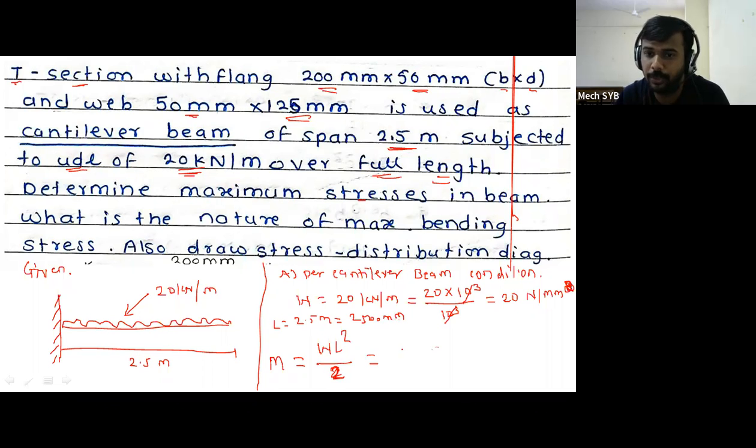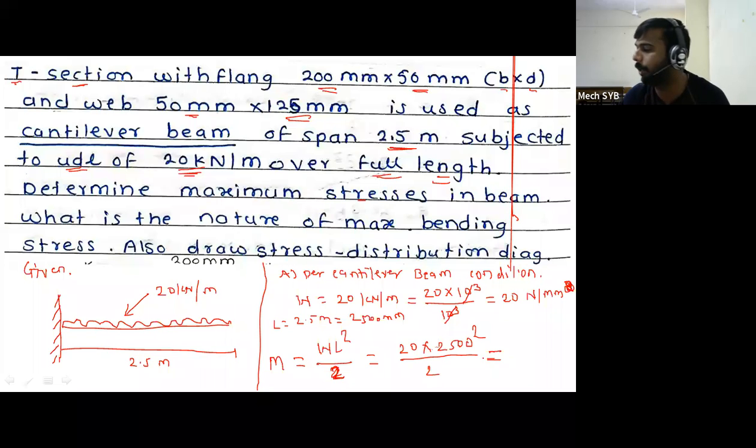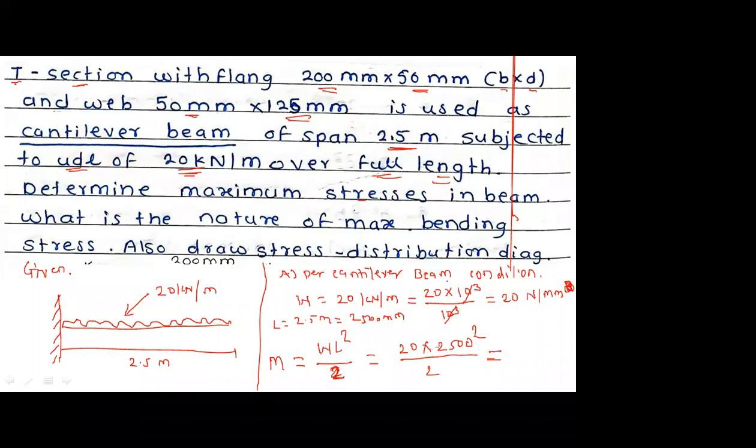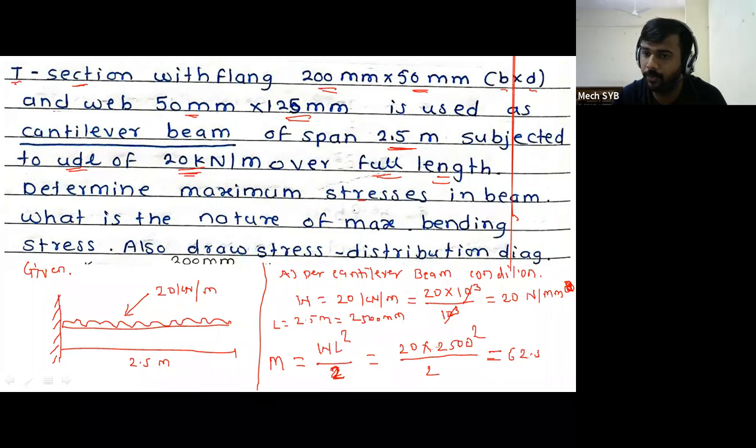So value of W is equal to 20. Length is equal to 2500 square. चुकून आपला स्क्वेअर करायचा राहतो. Divided by 2. So what will be the M value? 62.5 into 10 raised to 6.